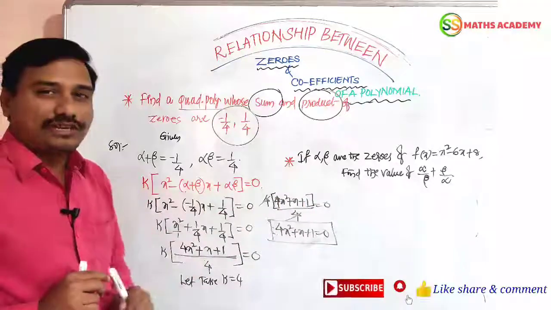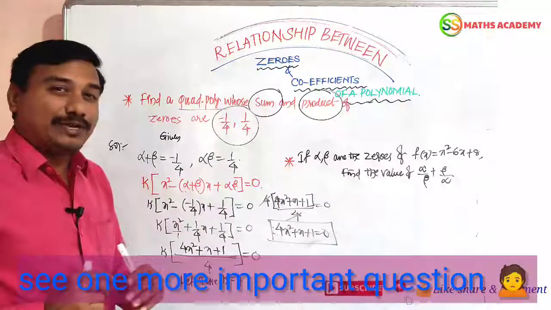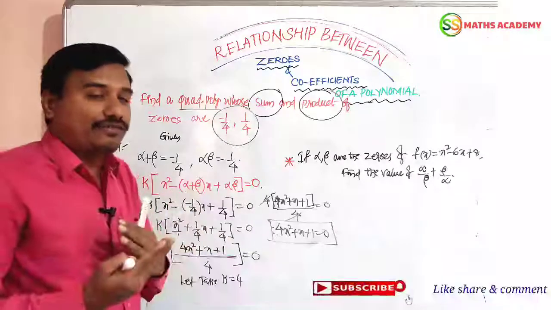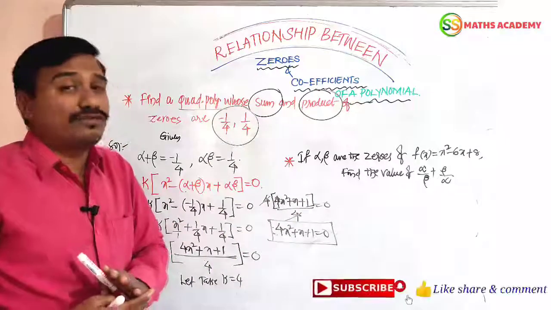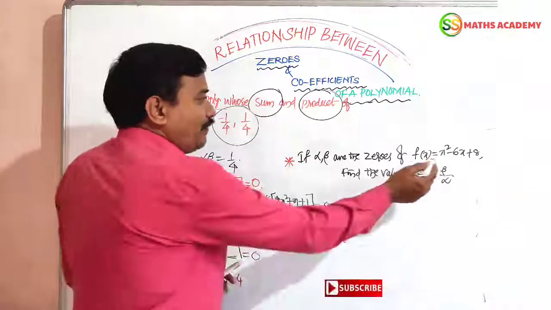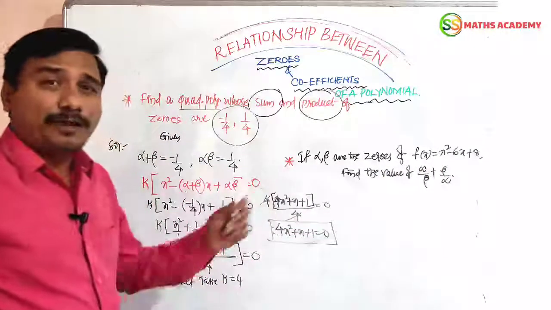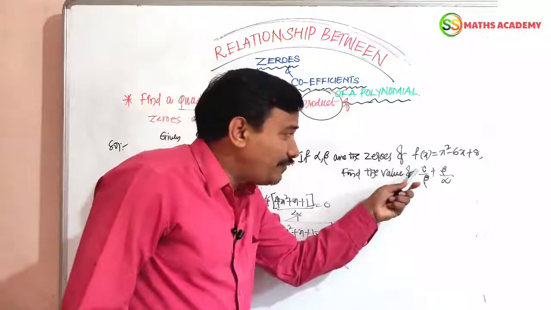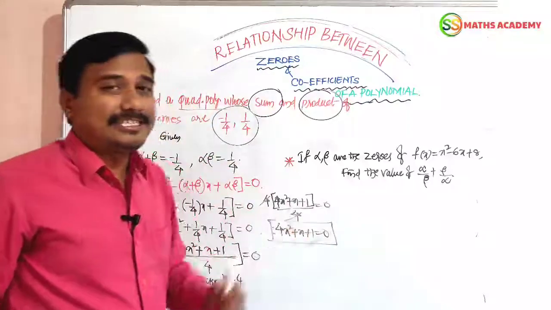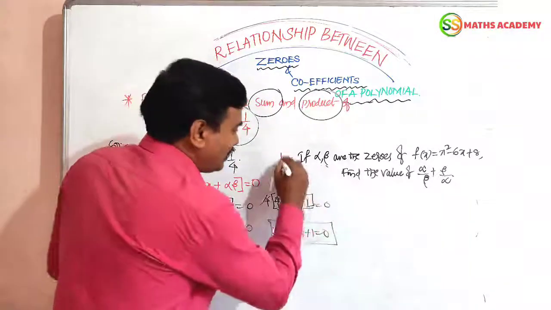But these kinds of questions will come in the competitive area, and some question paper setters make the questions very tough. At that time these kinds of questions are very useful for us. Let us see. F of x is given, a quadratic polynomial. Find the value of alpha by beta plus beta by alpha. Logic is there, and now you should follow that.